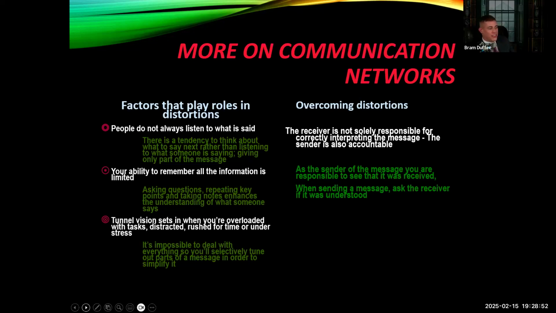Fortunately, there are practical steps that we can take to minimize these distortions, and it's not just the listener's responsibility. Clear communication is a shared effort between the sender and the receiver. Both have a role to play in ensuring that the message is understood.